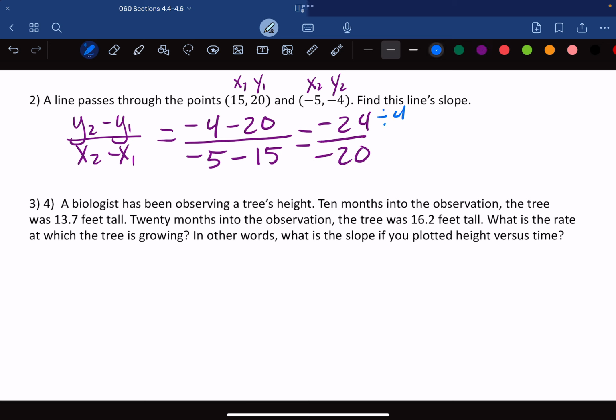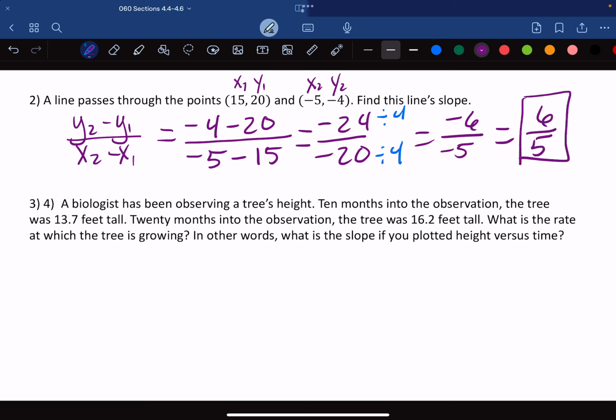And the number 4 will go into both of these evenly when I divide, which would give me -6 over -5. But negative divided by negative is positive, so my answer is actually 6 over 5. And when we're talking about slope, it's good to leave slope as an improper fraction, especially if you're going to graph it, because knowing that rate or that change is helpful for graphing. And we will look at that in a little bit.